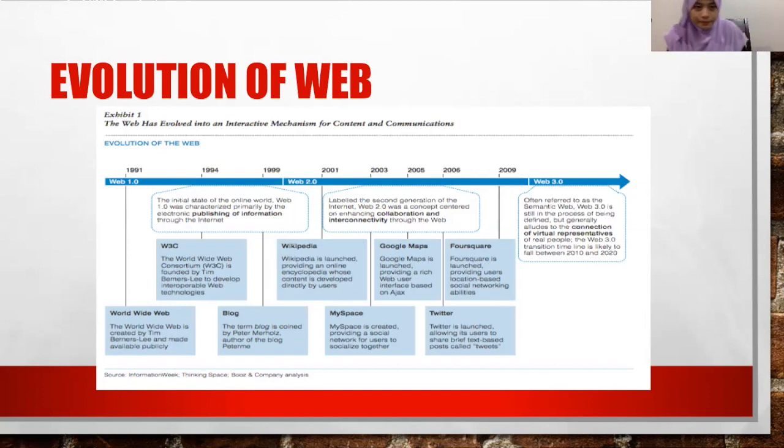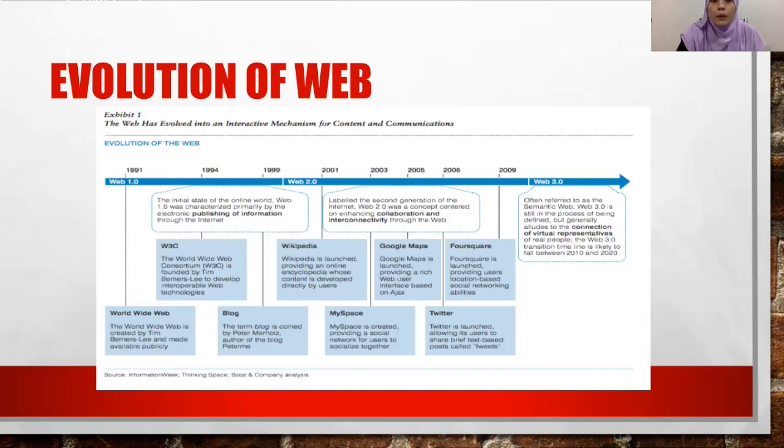So it moves, and as it develops towards Web 2.0, they started to realize the potential of the internet. We've discussed this, and it has grown to be a social web. So you can see here the initial state of the online world. Web 1.0 was characterized primarily by the electronic publishing of information through the internet. That means, like I said, the traditional way of sending information. You have a company or a person sending the information, so the audiences can only consume, can only read.